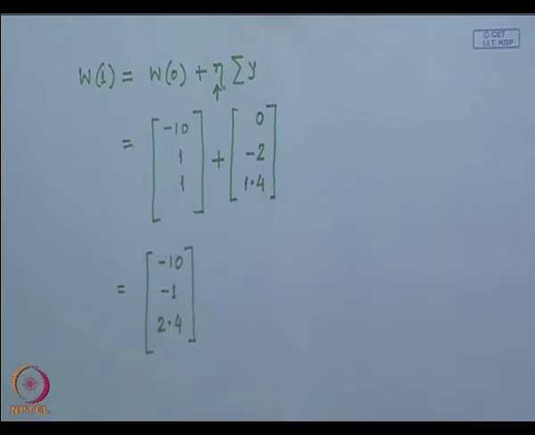So, you see how we have modified the weight vector W from W0 to W1. Using W0, I have identified all the feature vectors, all the samples y, which are misclassified. Those misclassified samples are used to modify W0 to get W1.